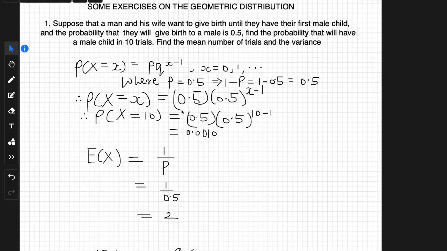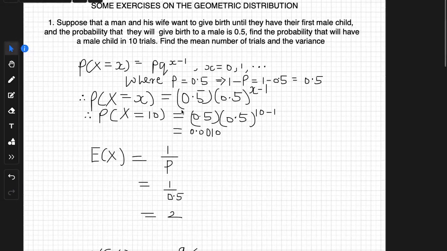All right, so some exercises. Now, the first one: suppose a man and his wife want to give birth until they have their first male child.